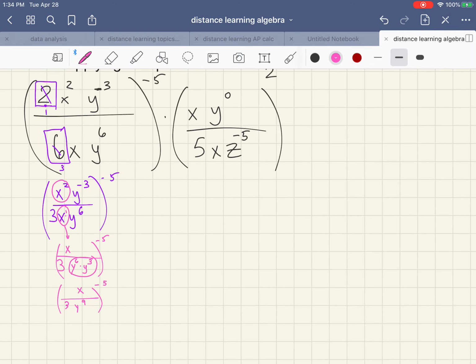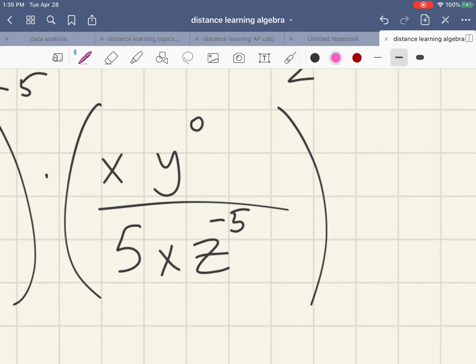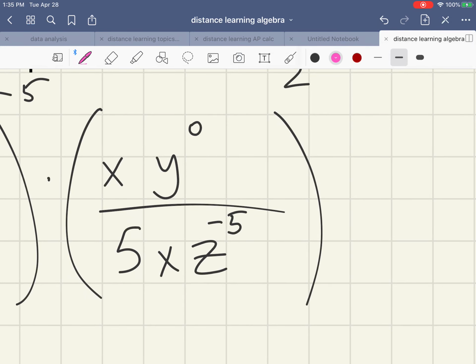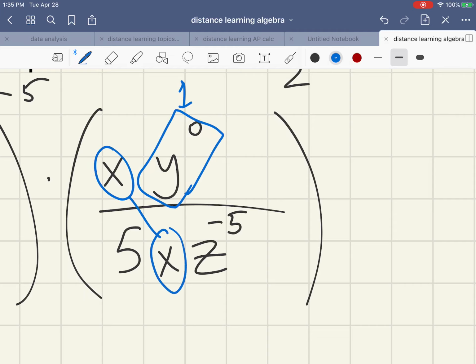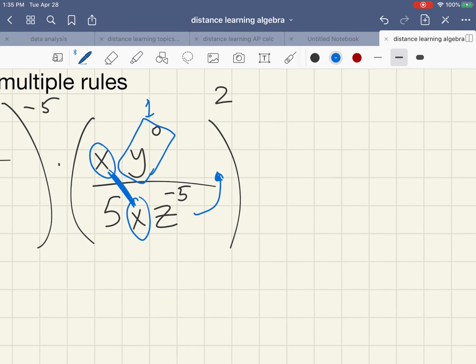Not done with that, but I'm going to take a break from that one. I'm going to see if there's anything in this piece that I can get rid of. And right off the bat, I see a y to the 0. I know that y to the 0 is equal to 1. I don't need it there. I also see an x here and an x here. These will cancel. And I see a z to the -5, which personally I want to move up.